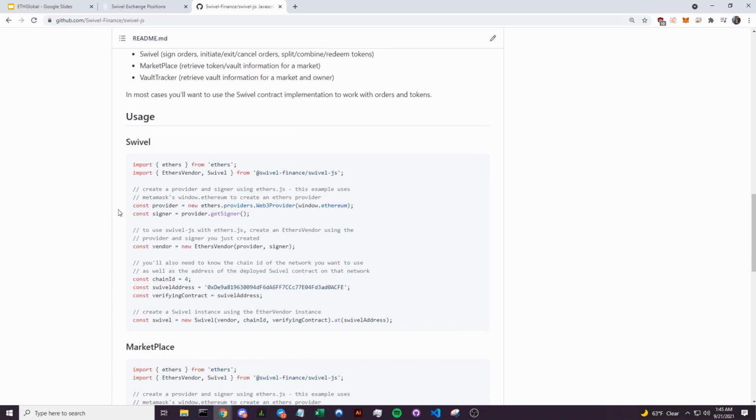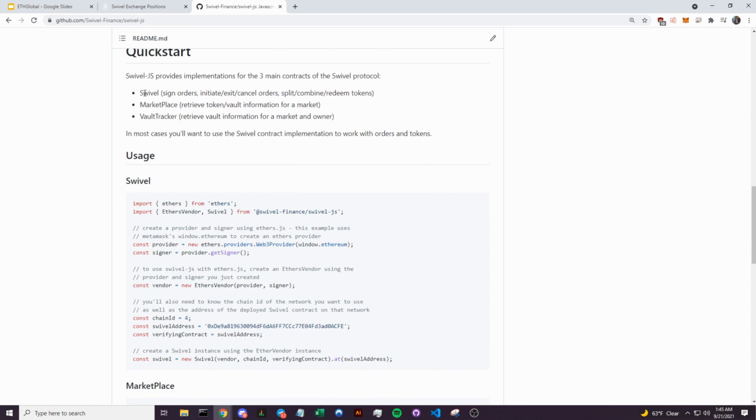As far as usage, there's a number of contracts within our architecture, but the main one you're ever going to be interacting with is Swivel. This is what you use to sign new orders, create them, or alternatively actually interact with the contracts, initiate new positions, exit positions, or split or combine a token. So this is really what most people will be needing to use. The first step is going to be importing ethers, and then as well the ethers vendor and Swivel from Swivel.js.